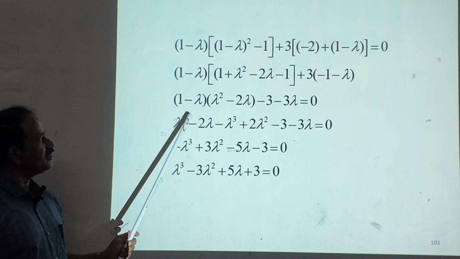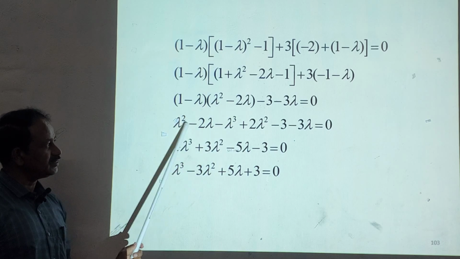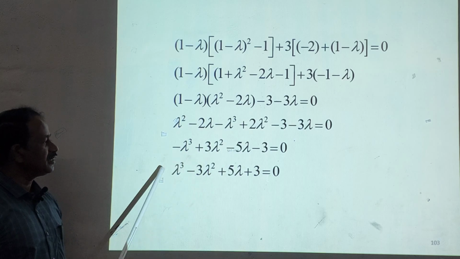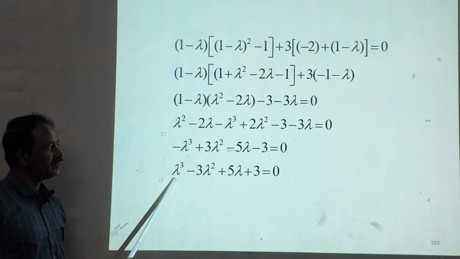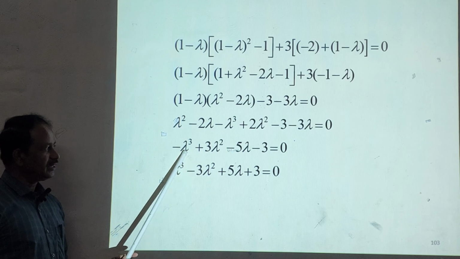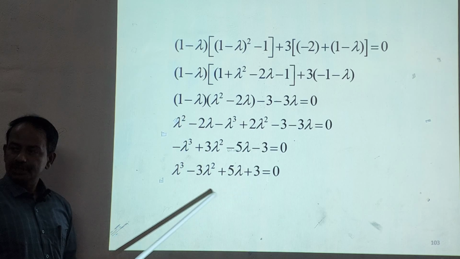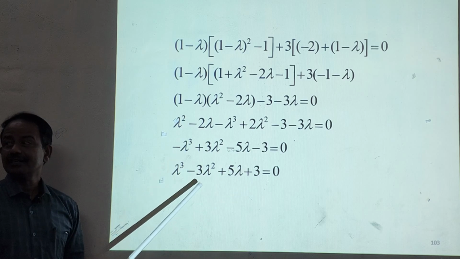So after that just multiply 1 minus lambda with this, you will have this equation, and simplifying you will have this equation, and at the end multiplying with the minus sign will give you this. Okay, so you have minus lambda cube plus 3 lambda square minus 5 lambda minus 3 equal to 0. Just multiply with the minus sign will give you this. So this is your characteristic equation.